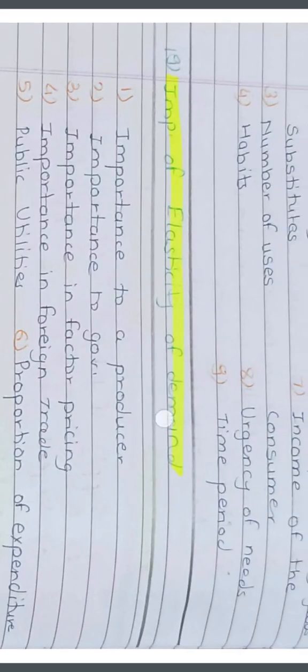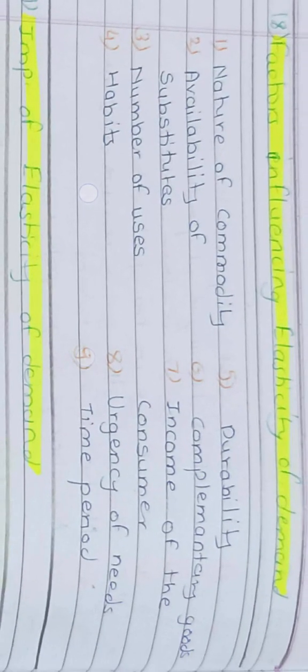Now let's see factors influencing elasticity of demand. Nature of commodity, availability of substitutes, number of uses, habits, durability, complementary goods, income of the consumer, urgency of needs, time period.